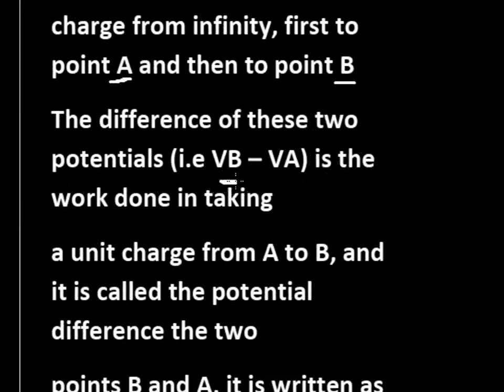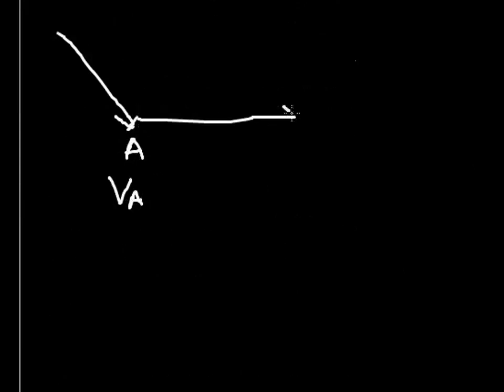The difference in potential of point B and point A, since you move to point A and point B, is the work done in taking the unit charge from A to B. That's what they call the potential difference, the difference between the potentials of two points. So let's say you move a charge to point A, which gives you a potential VA. Then you move it again to point B, we take VB.